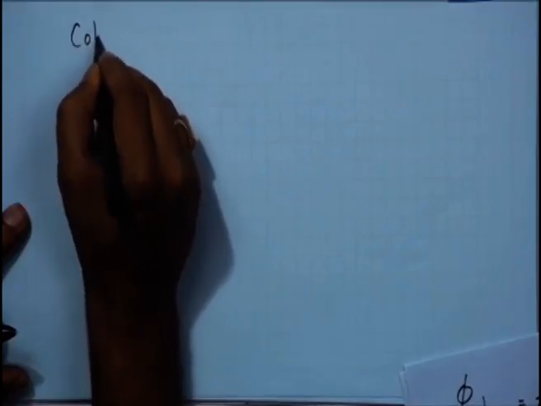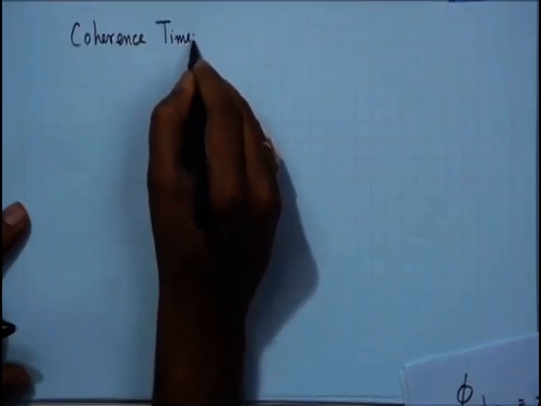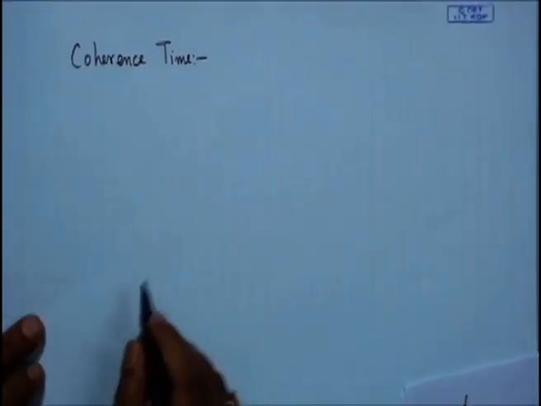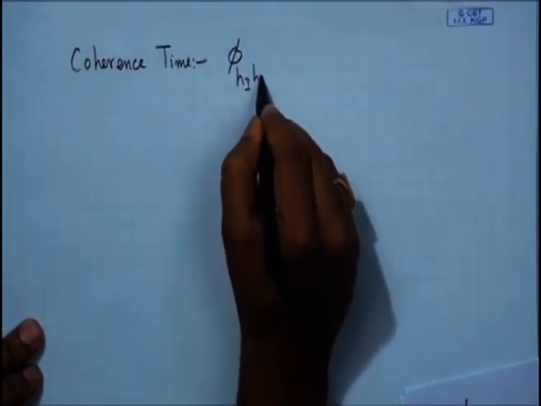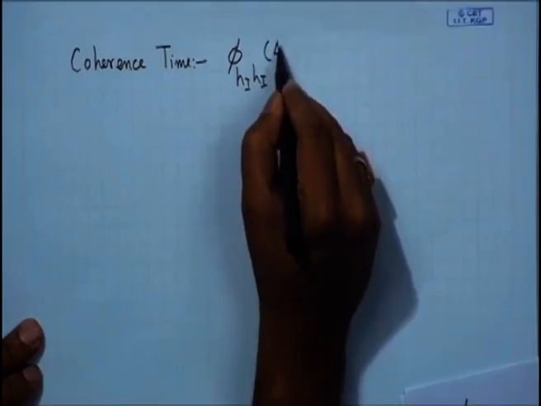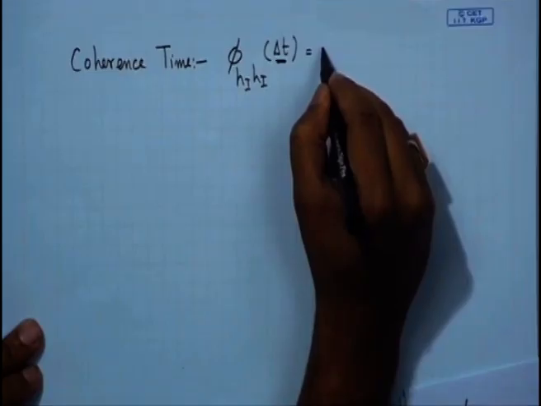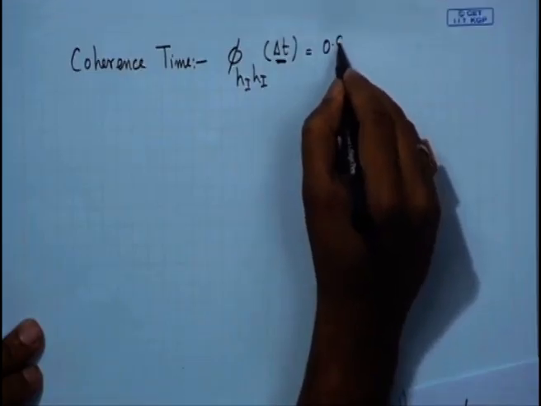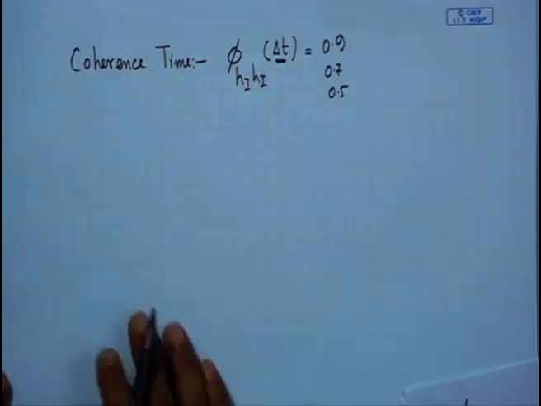For instance, now we would say that coherence time is the time for which the phi, hi in our case, which is hi delta t. So, basically we are talking about this delta t being equal to a certain value, let us say 0.9 or 0.7 or 0.5 and so on and so forth.